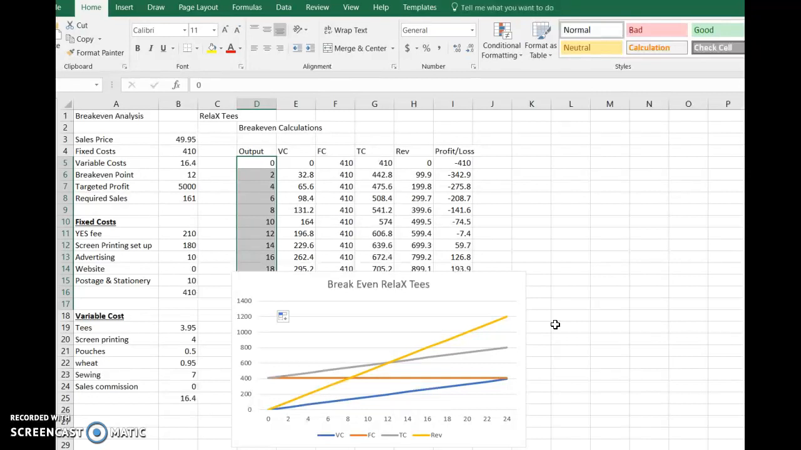Good luck with that. Again, watch the video first. Secondly, have a crack using your own costings. Research your costs well. See me if you've got any problems.